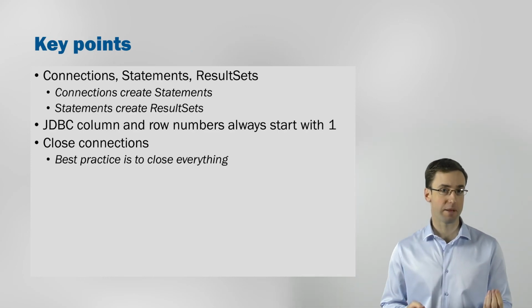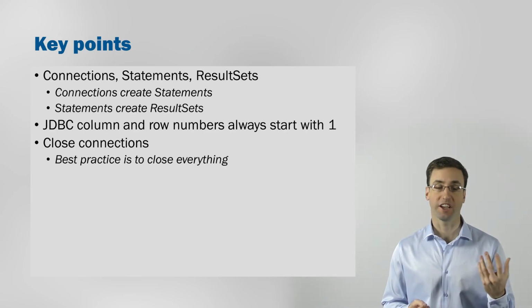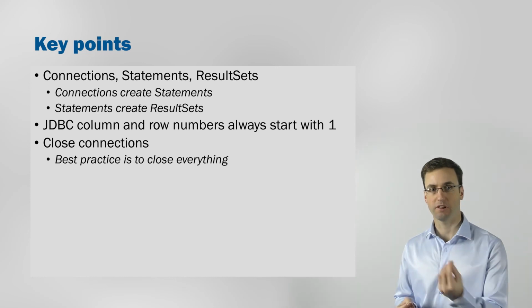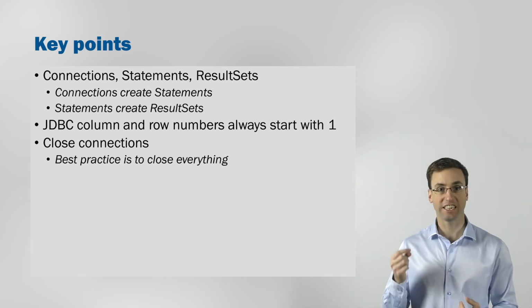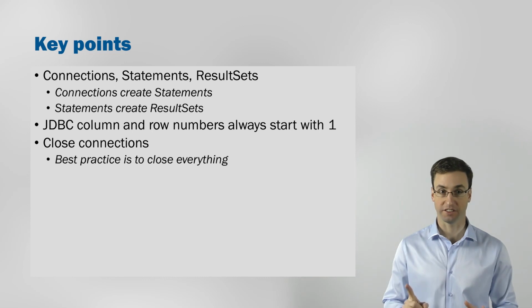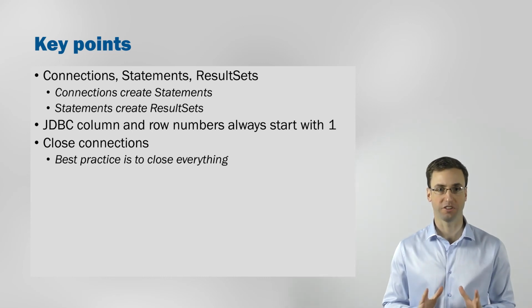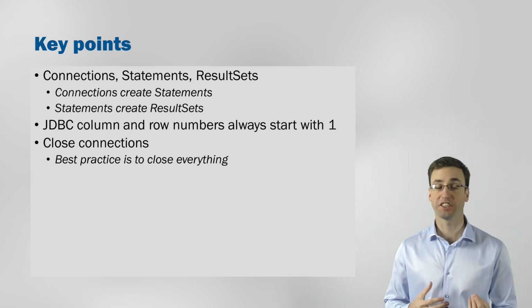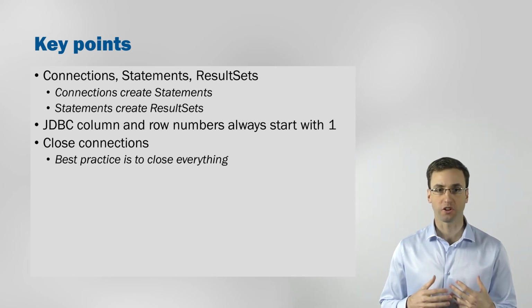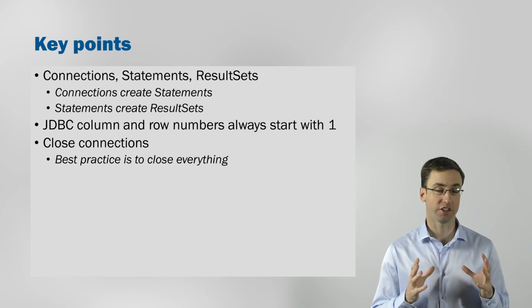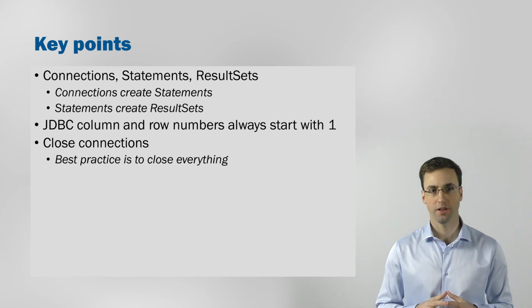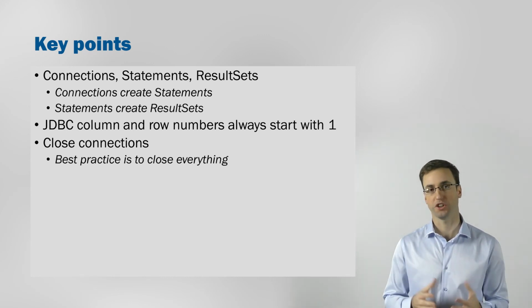So the key things to remember with JDBC are that connections create statements and statements create result sets. Counting in JDBC starts with 1 instead of 0, and you need to remember to close everything. Now to finish, I said that connections can use up a lot of resources. Closing connections helps conserve these resources. But can you think of other ways that you could conserve resources?